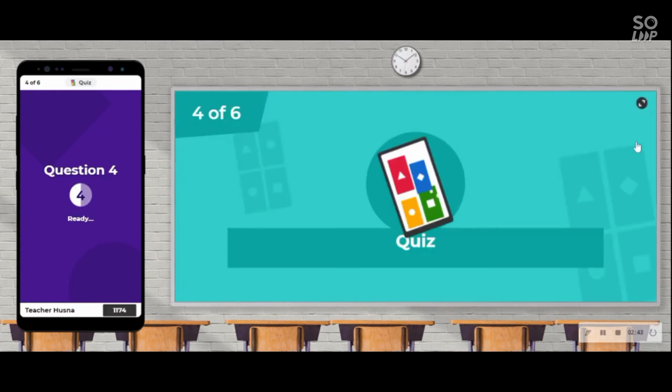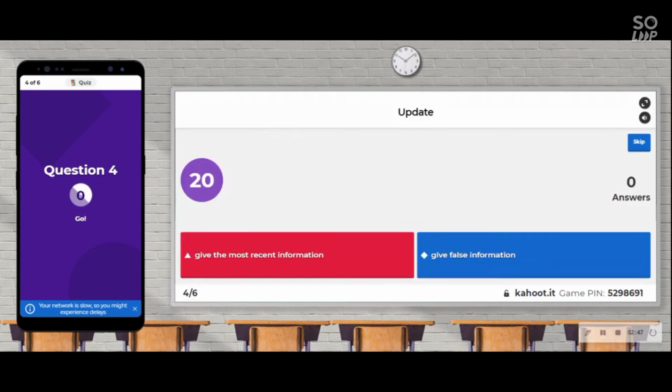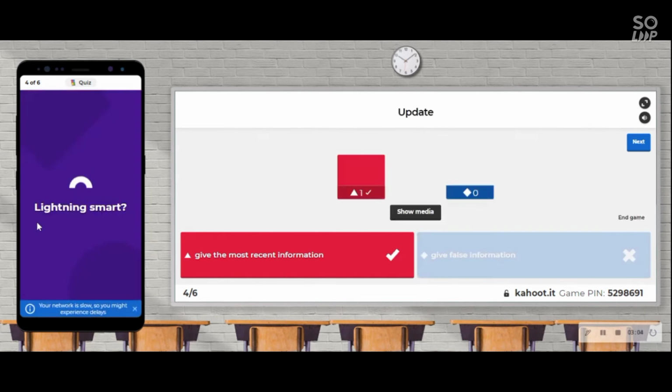So next one, question number four. We have 16 photos. What is objective? Is it give the most recent information or give false information? I think a lot of students know this. It's actually give the most recent information. This is objective. For give false information, you can ask the students what that means. So the point.